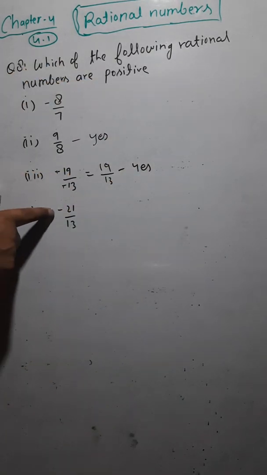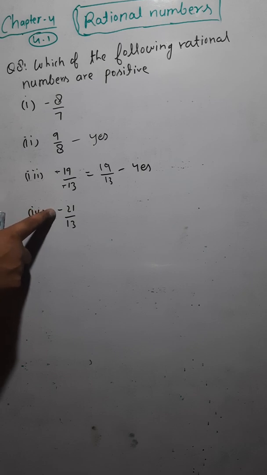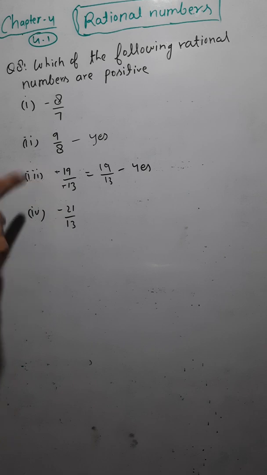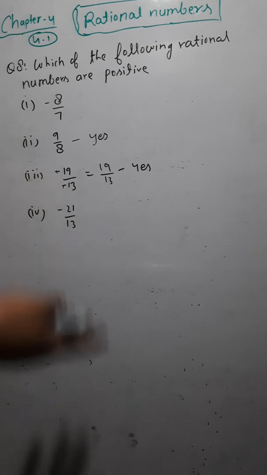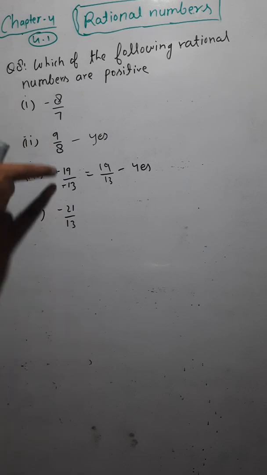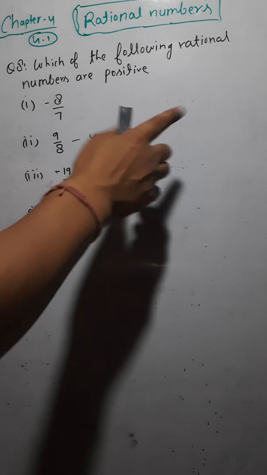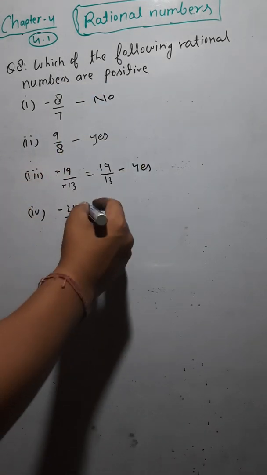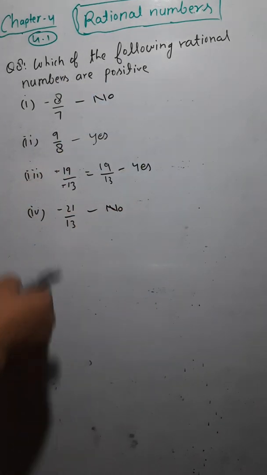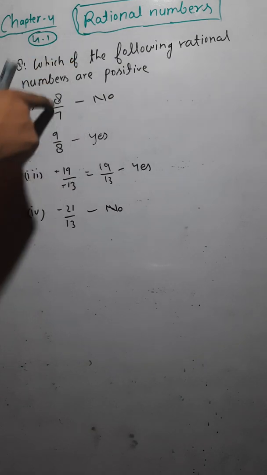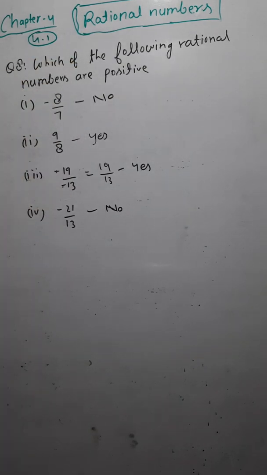Okay. Now tell me whether this is positive or not. No, this is negative because the numerator is negative. Either numerator or denominator, if one of them is negative, then you would be calling such a rational number a negative rational number. Okay. But here in both the cases, both are positive rational numbers. That is why I have written here yes, and these are no. Means these are not positive rational numbers. Are you getting this? Okay, note it down.